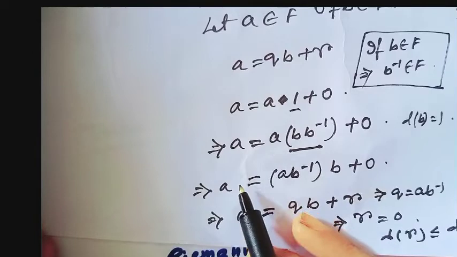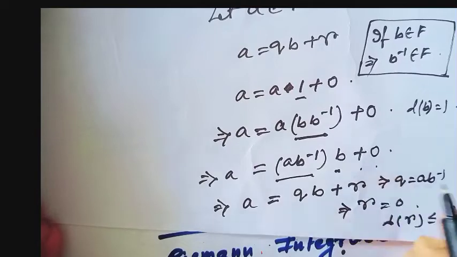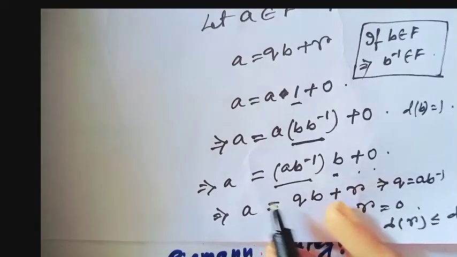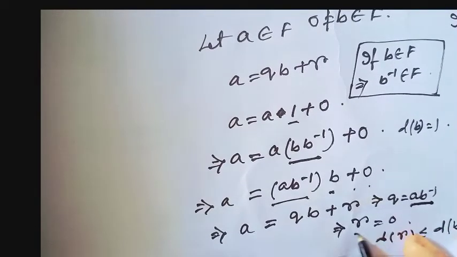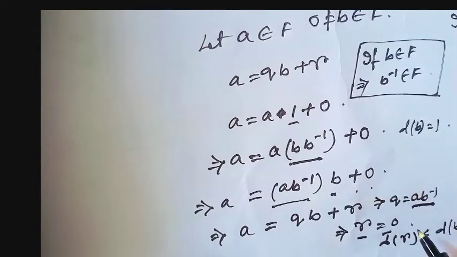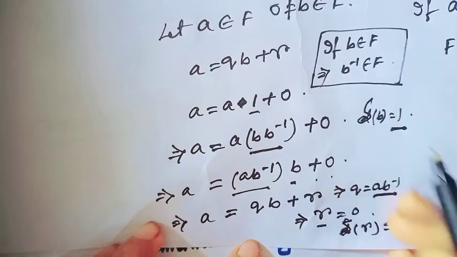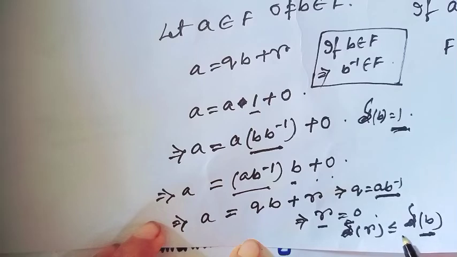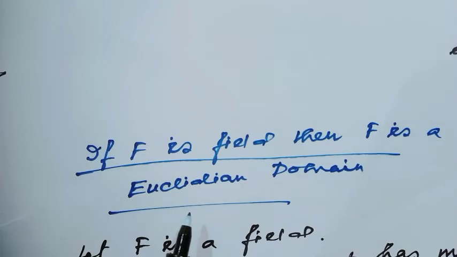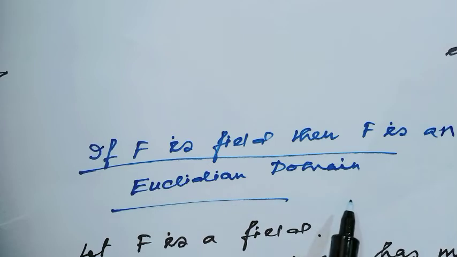Therefore, now the equation becomes A equal to AB inverse times B plus 0. This equation looks like A equal to QB plus R, where Q equals AB inverse and R equals 0. That means we also satisfy the relation delta R less than or equal to delta B, because here delta B equals 1 and delta R equals 0. Therefore, the condition of a Euclidean domain has been satisfied here. Therefore, if F is a field, then F is a Euclidean domain.